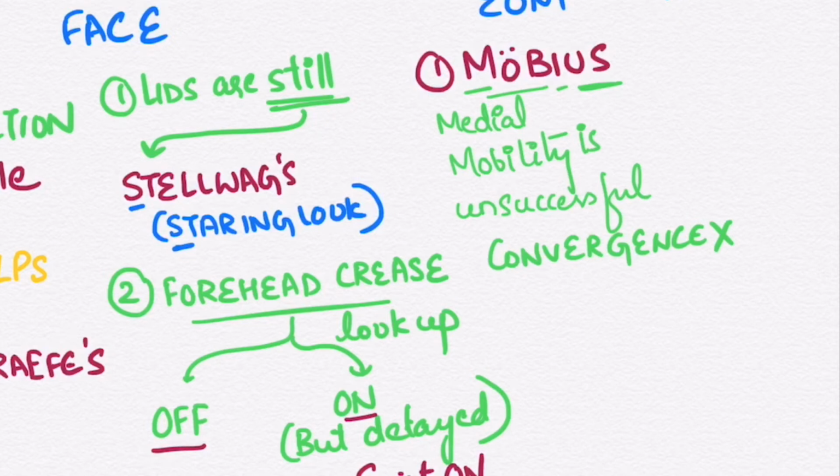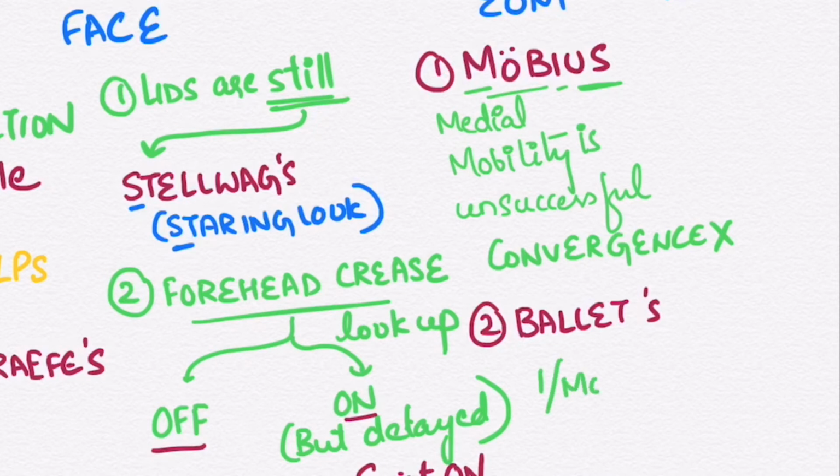The next sign is Ballard sign. For remembering this sign, remember the ballad dance. So what helps in the movement of our eyes? It is the extraocular muscle. So in Ballard sign, one or more extraocular muscle motility is restricted.